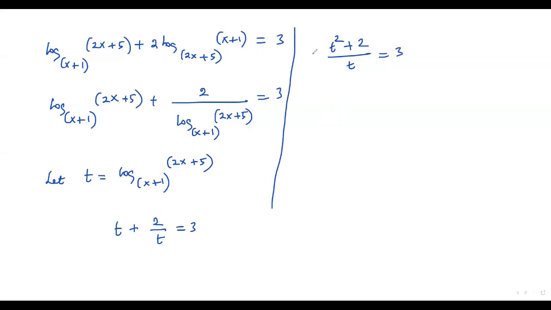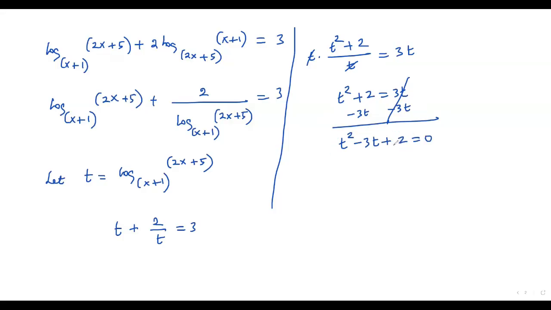Now I'm going to multiply both sides of this equation by t. When I do so, this t will cancel out. Then I'm getting t squared + 2 equals 3t. Now let me subtract 3t from both sides. When I do so, this positive 3t and negative 3t will cancel. Then I'm getting t squared - 3t + 2 equals 0. So here we have a quadratic equation. Now we have to solve for t in this quadratic equation.